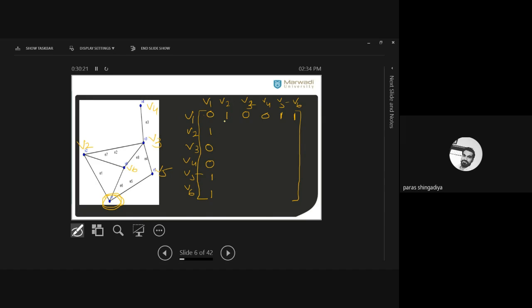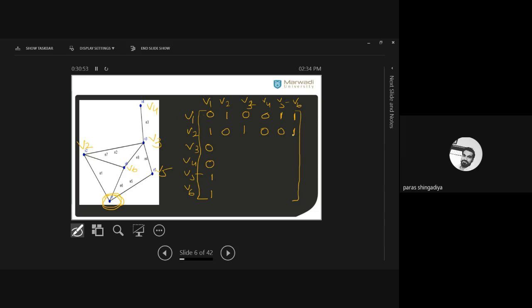For the second vertex, you have to check V2 with all the rest, okay? V2 to the rest of all. V2 to V1 is already done. Now V2 to V2 is 0 because there is no loop at the second vertex. If there is a loop, then it is 1. No loop, then it is 0. V2 to V3. That is a direct edge between V2 and V3. Okay? So that will be 1. V2 to V4 is 0. V2 to V5 is also 0. And V2 to V6 will be 1. Okay, that is your second row.